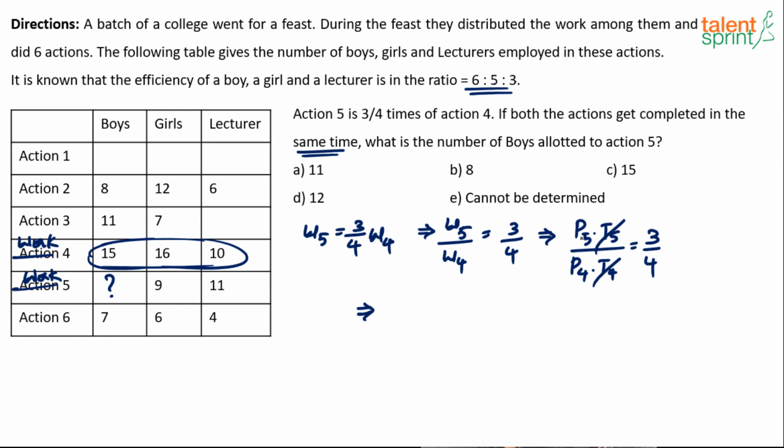So how do you do that? Now this P5 is nothing but the group. See, we generally say persons because there's one type of person, but here different types of persons are involved. So work done by this entire group should be equal to the work done by this entire group. Now what is a P5?